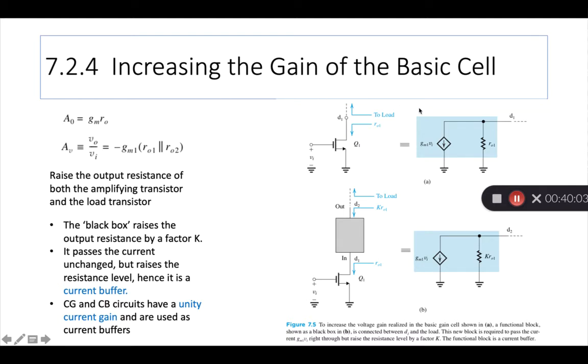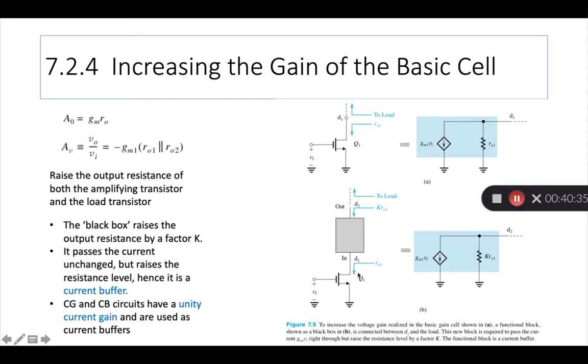Increasing the gain of the basic cell. So the intrinsic gain, we know, is gm times ro, and we know the overall voltage gain is also dependent on these output resistances. So we need to raise the total resistance here, right? The more we get this, the higher the gain. Pretty simple. So raise the output resistance of both the amplifying transistor and the load transistor.